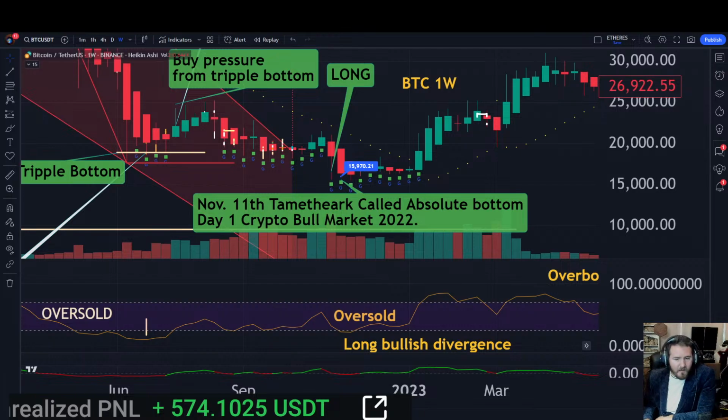And this was the first time that we started getting really big buy pressure and this long bullish divergence for this time.